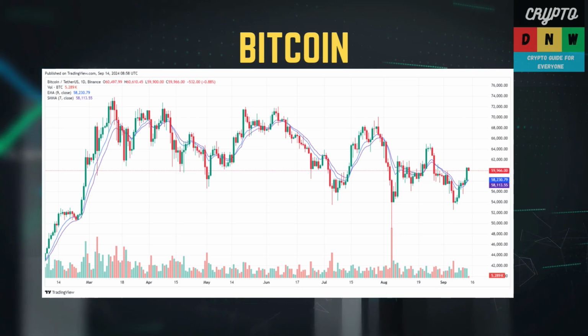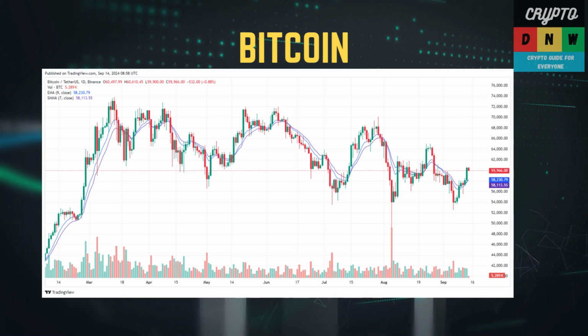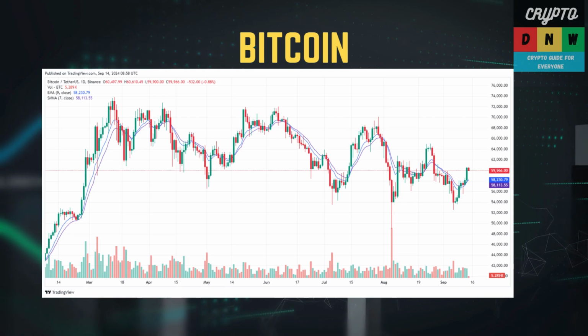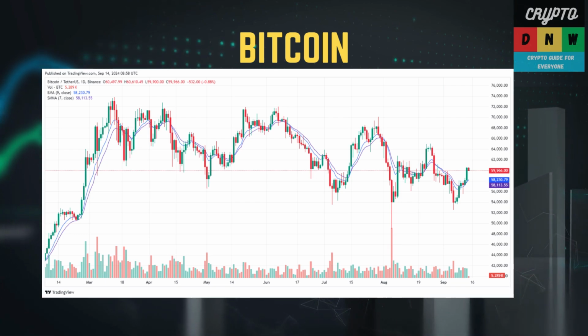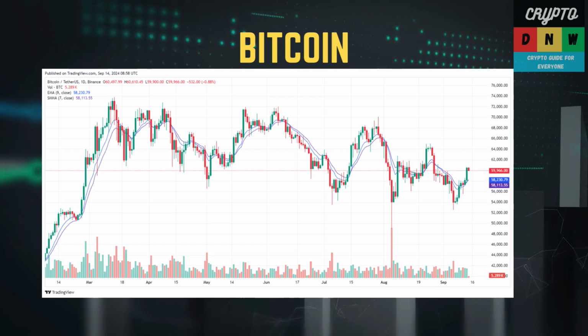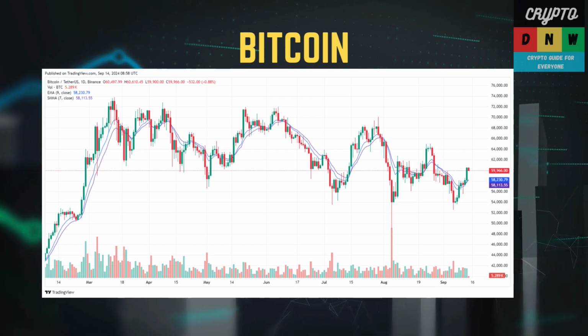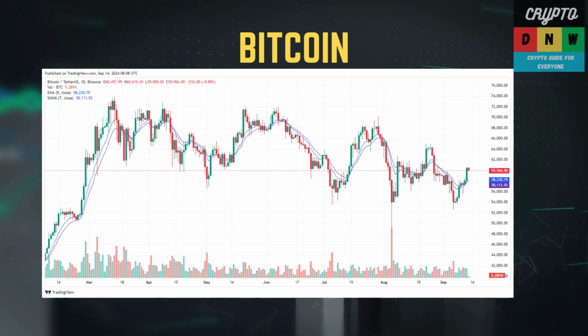Now, let's take a look at the simple moving average, SMA, specifically the 7-period SMA. The SMA, plotted in blue, is aligning closely with the EMA, showing that $58,000 is a critical support zone. Support level, $58,000, where the SMA and EMA converge.